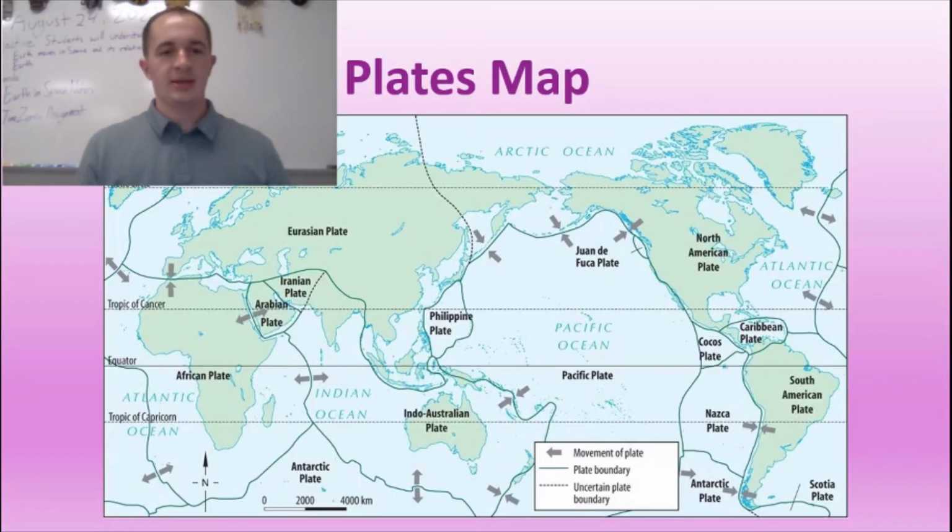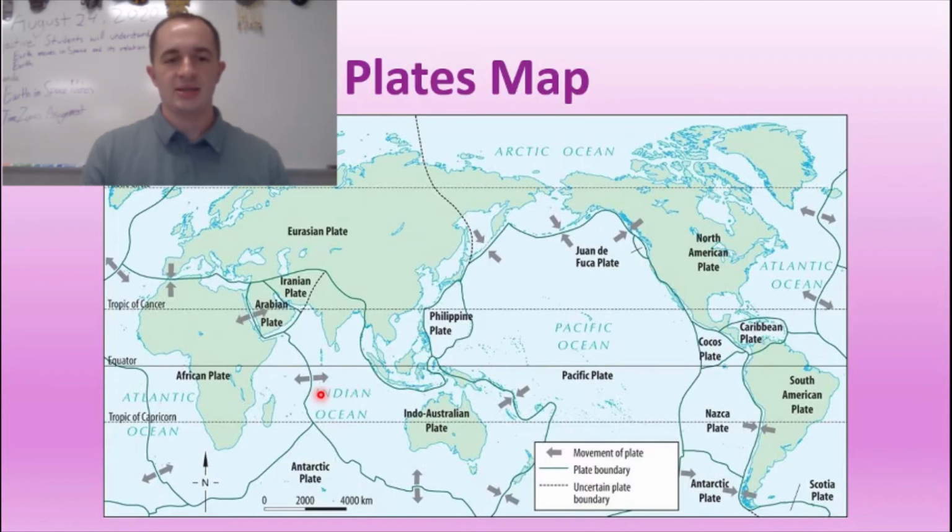So if we look at this map, this is a map of the tectonic plates, and we can see on the plate boundaries where they are moving. So for example, if we look in the Indian Ocean, we can see that that seam or that fault, they are moving apart from each other. One towards the African plate is pulling away from the Indian Ocean plate.